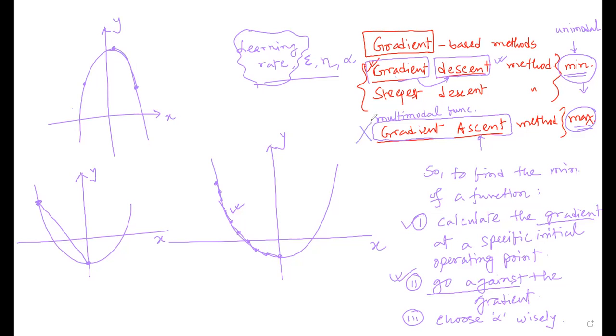But we are not going to go into the detail of this, because I just wanted to mention the name, that there is an opposite algorithm to gradient descent. So our main focus would be to study the gradient descent method or the steepest descent method. So we have talked about three things. The steps are: choose alpha wisely, calculate the gradient at a specific initial operating point, and then go against the gradient to update the position of these points.